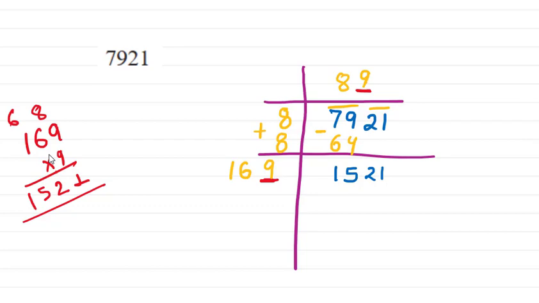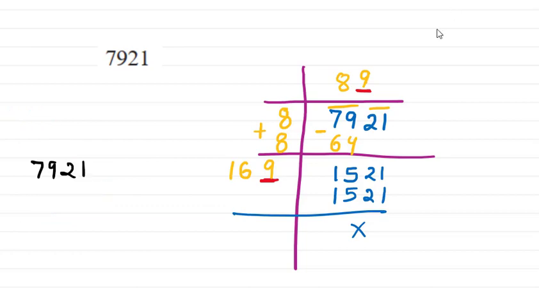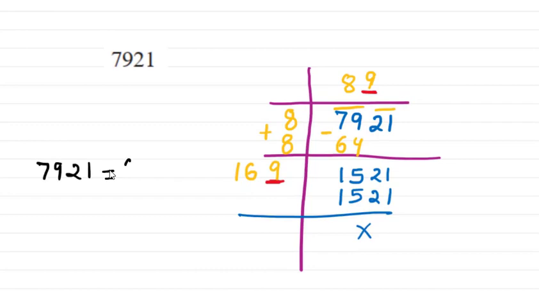Okay, so now this will give you the result 1521, and that will give you the answer. So here you can say the square root will be 89. So you can say that 7921 is the square of 89. So I hope this method is clear to you.